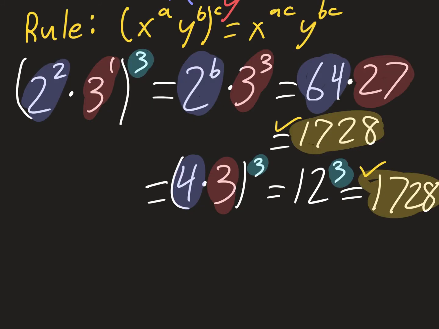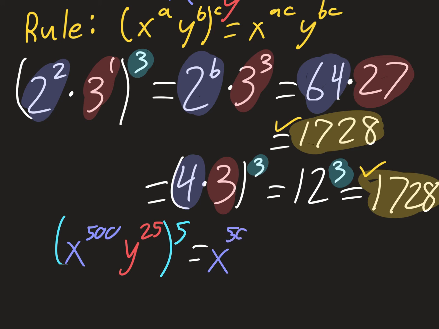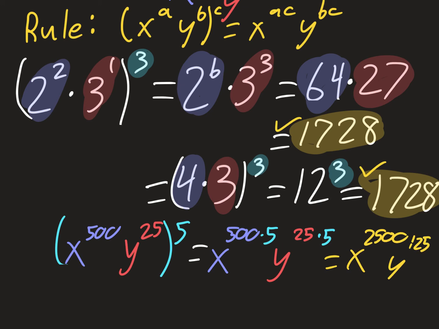So let's try using the rule on some bigger numbers. X to the 500 times y to the 25th, all raised to the 5th power. This should give us x to the 500 times 5, y to the 25 times 5, which is x to the 2500th power and y to the 125th power. Once again, we got this by using our exponent rule up top.